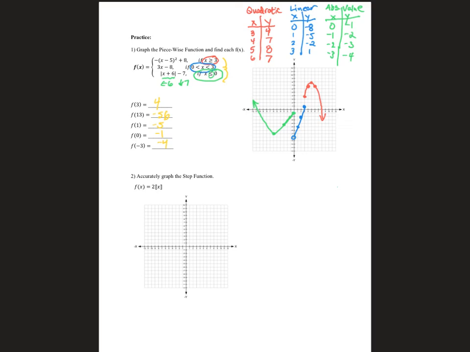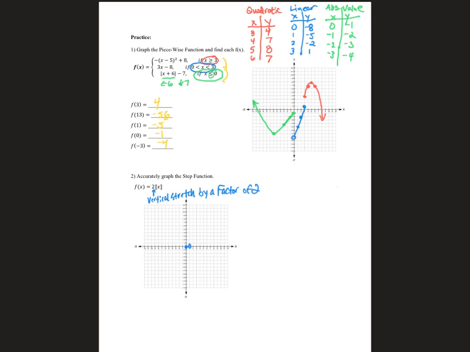Now in example number 2, it says accurately graph the step function. It says f of x equals 2 times the greatest integer of x. Well, if you recall back, the greatest integer had increments of 1. This 2 in front tells me that I have a vertical stretch by a factor of 2. So what does that mean? That means I'm taking my first step and I'm going to stretch it by a factor of 2.